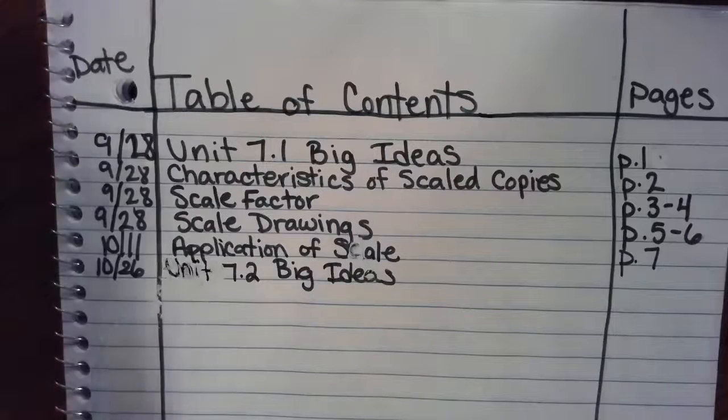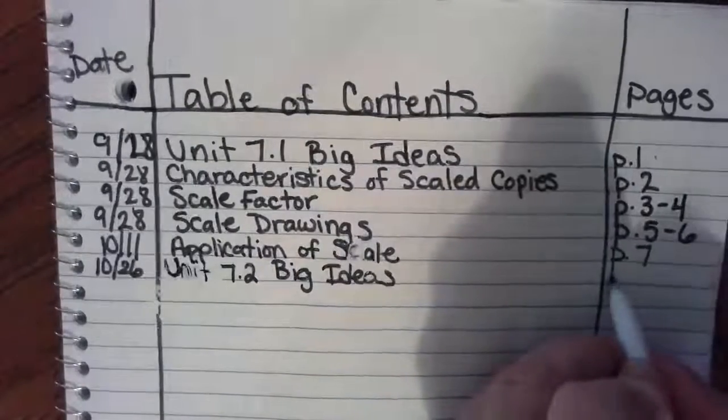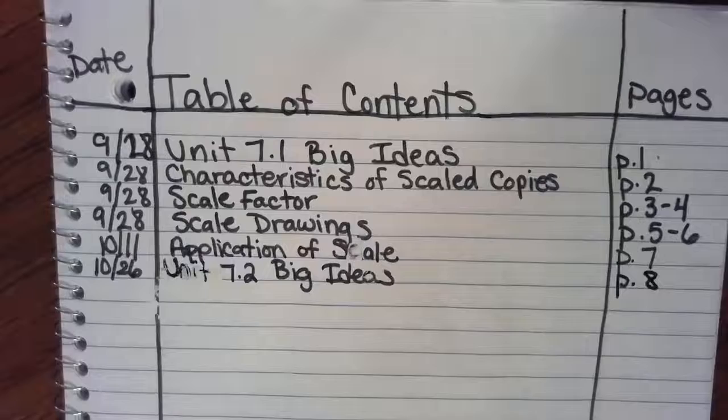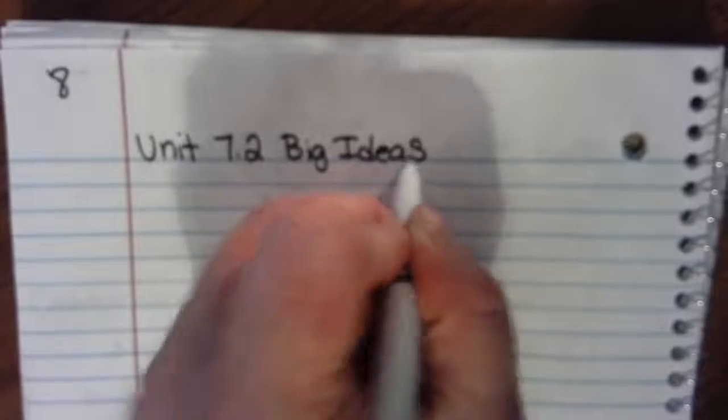7.2 in the Amplify book. And so we're going to start with just putting our big ideas down. So that's going to go on page 8. So on page 8 we're going to write Unit 7.2, Big Ideas. Okay, and remember we did this in 7.1 as well, so let's take a look back and make sure we keep that same format.